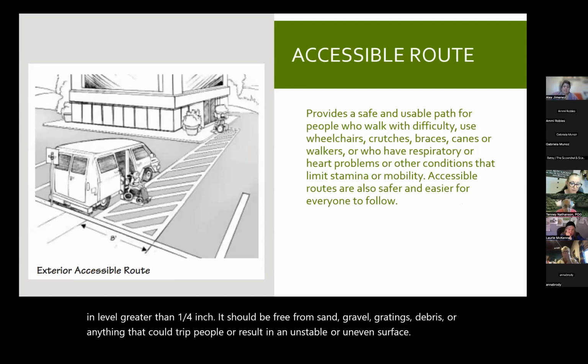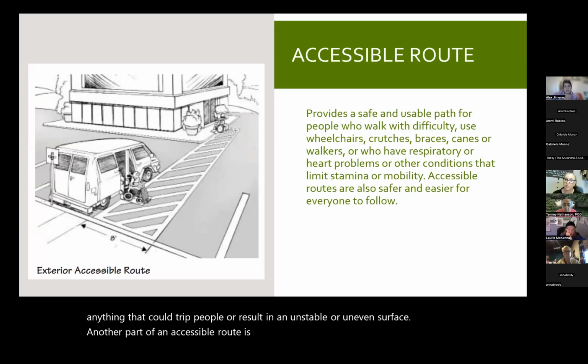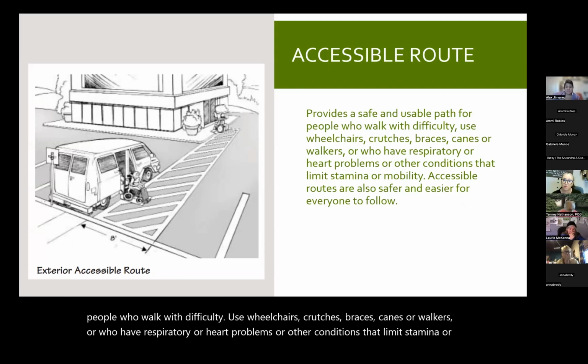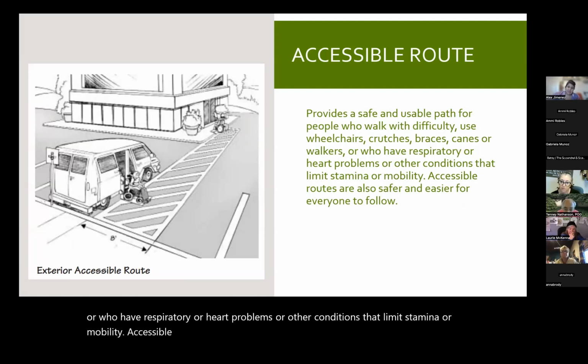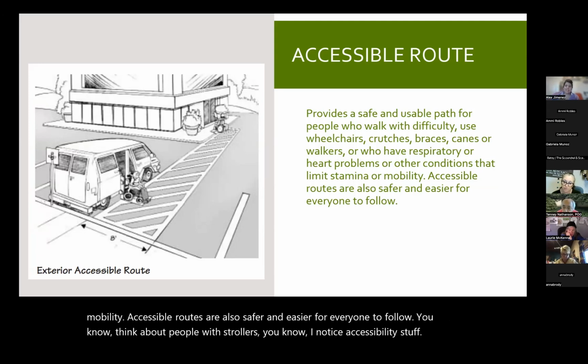Another part of an accessible route is that it provides a safe and usable path for people who walk with difficulty, use wheelchairs, crutches, braces, canes, or walkers, or who have respiratory or heart problems or other conditions that limit stamina or mobility. Accessible routes are also safer and easier for everyone to follow. Think about people with strollers. I noticed accessibility stuff once I started using a stroller.